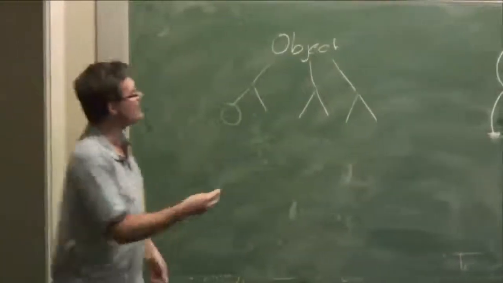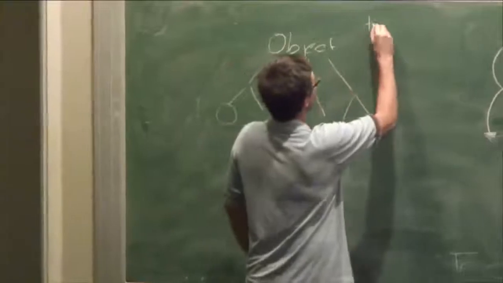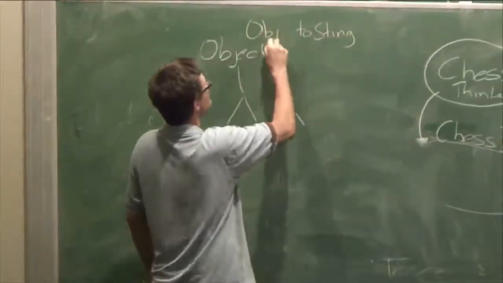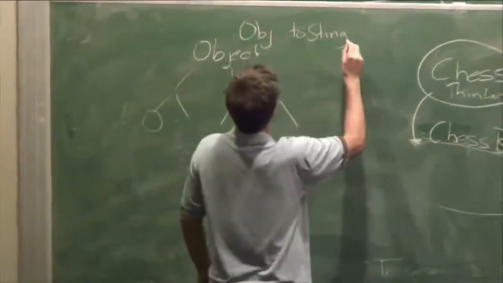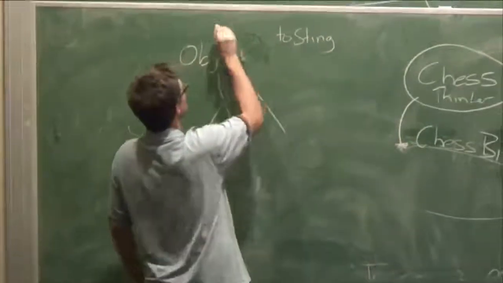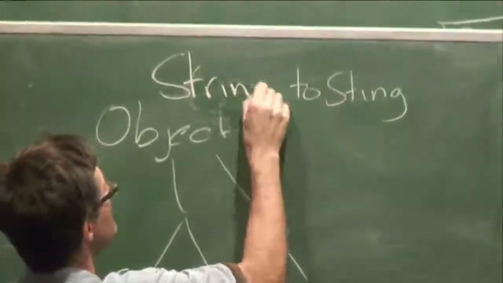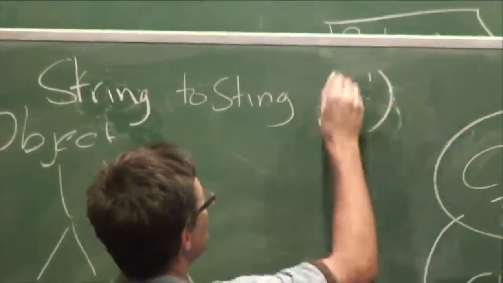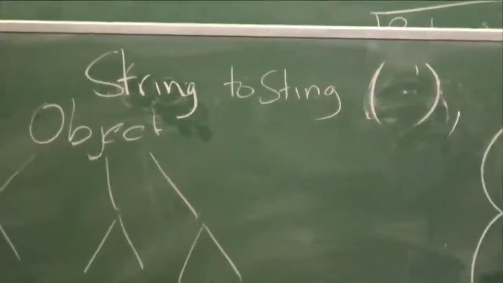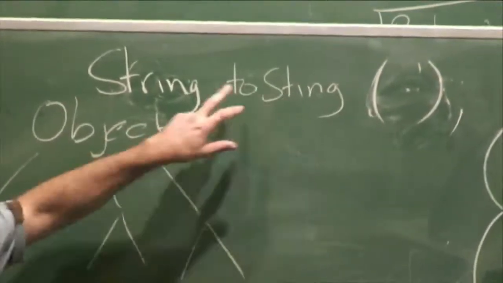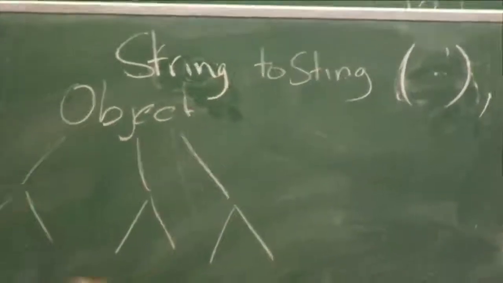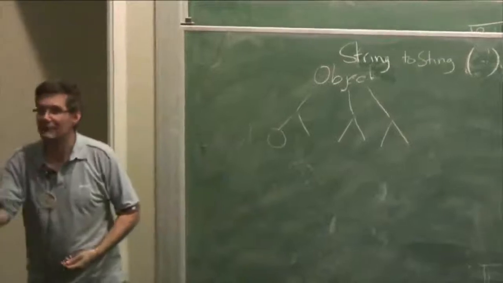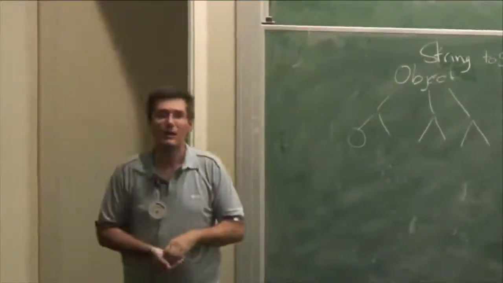And remember, toString has the type signature: toString takes an object. It returns a string, toString, and it takes an object in. Oh no, it doesn't take anything in. You eventually got it right. So every object has a method called toString that returns a string that represents the object. And it's defined in Object, so you don't have to bother to write it yourself. You inherit that function for free. You don't have to write it, which is wonderful.